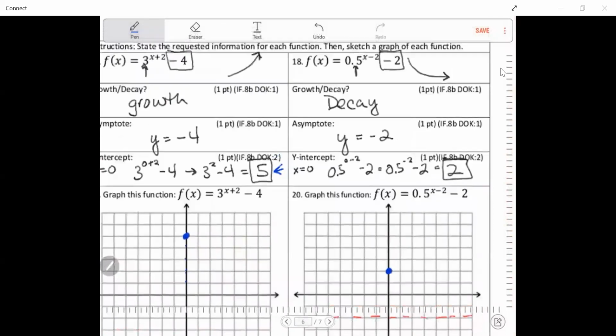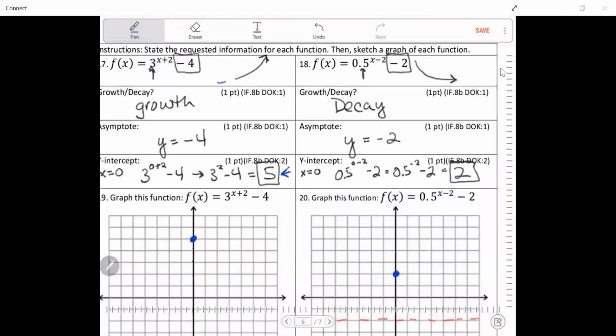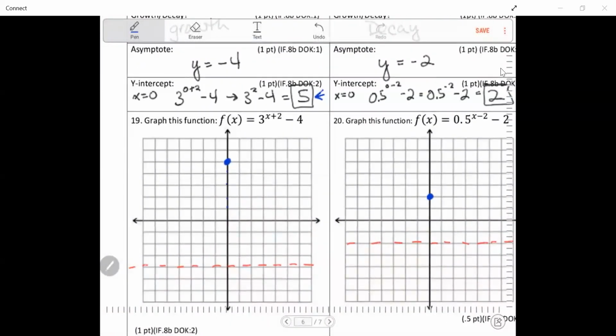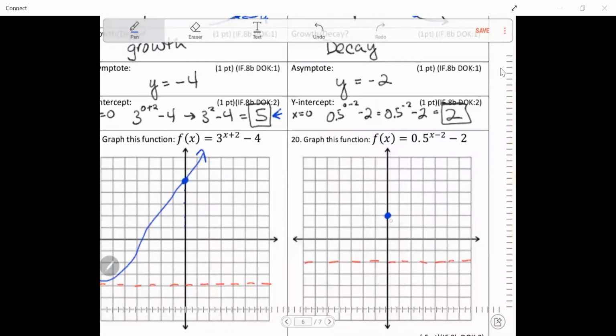Now remember, when it's a growth function, it's going to go like this, and somewhere along there it hits the y-intercept. Somewhere along here, this one hits your y-intercept too. So this one is going to start here and go like that. Maybe your line will look better. And this one is kind of the opposite. It's going to start here and go down like that.